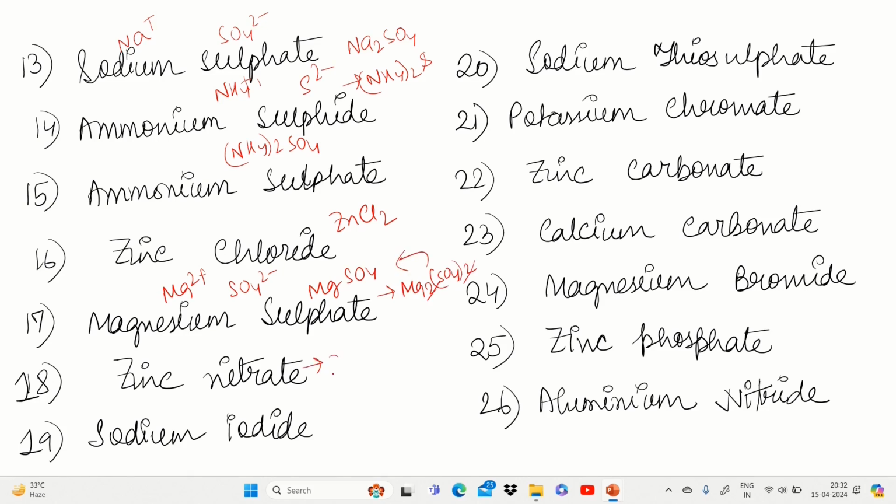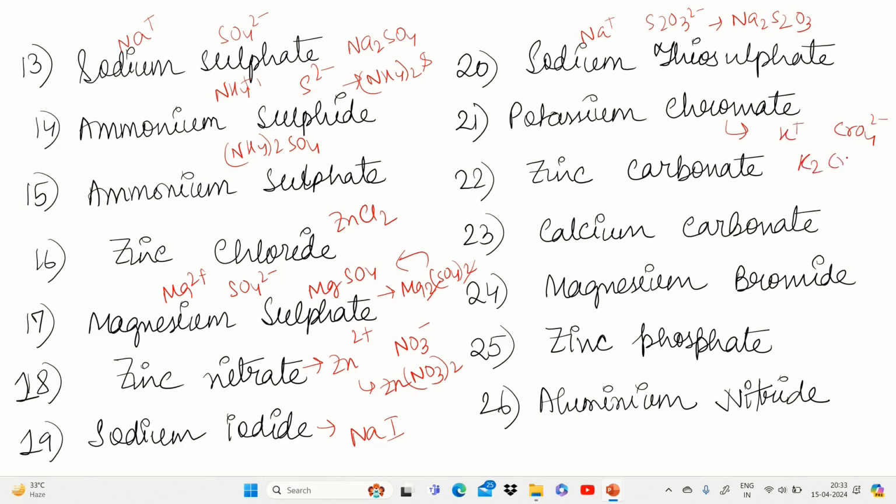Zinc nitrate, Zn 2+, NO3 -1. So the answer is Zn(NO3)2. Sodium iodide, NaI. Sodium thiosulfate, Na +1, S2O3 2-. So Na2S2O3. Potassium chromate. Chromate is CrO4 -2 and K+. So the answer is K2CrO4. Zinc carbonate is ZnCO3. Carbonate and zinc both have the same valency, that is 2. So cancel them. Calcium carbonate same, CaCO3.